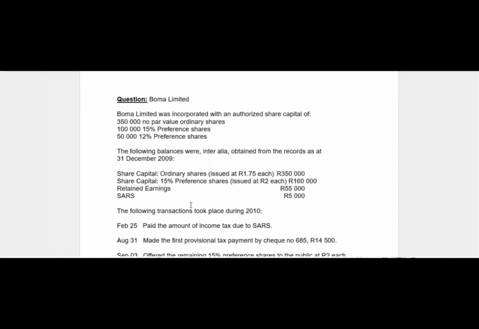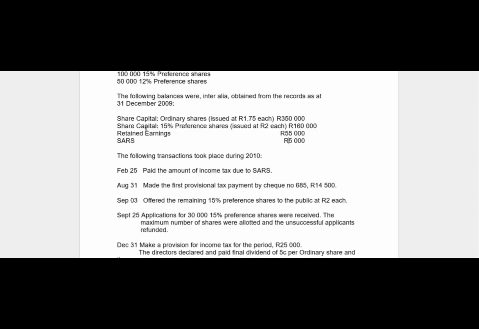So let's see what is happening on this question. They say, Mboma Limited question. Mboma Limited was incorporated with an authorized share capital of 350,000 no par value ordinary shares, 100,000 15% preference shares, and then you also have 50,000 12% preference shares.